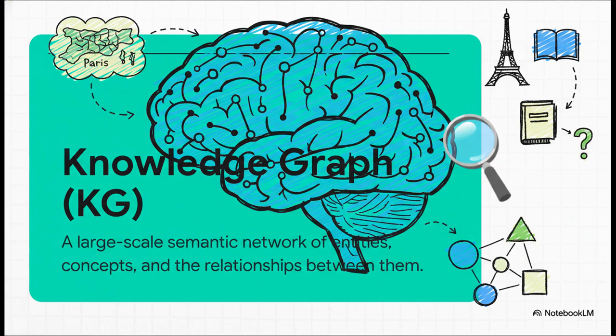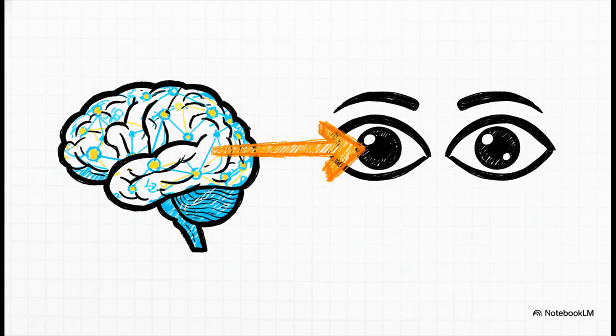Okay, first things first, we need to get the foundation. A traditional knowledge graph, or KG, is basically a giant digital brain. It's a huge web that connects concepts and facts, like Paris is a city, and the Eiffel Tower is in Paris. It's all based on text relationships.